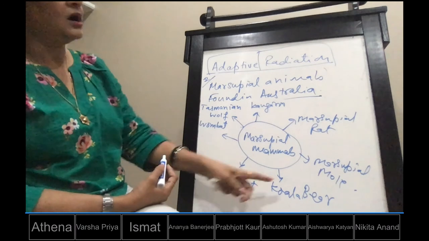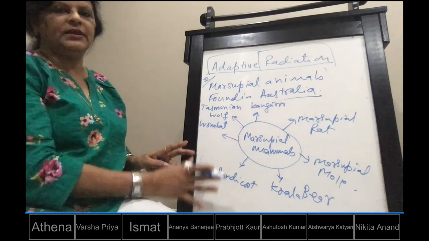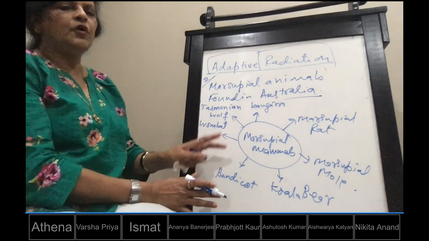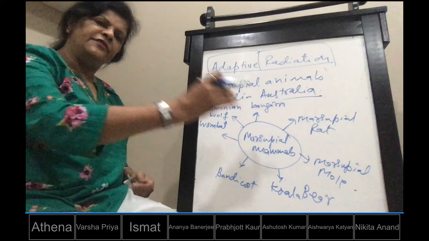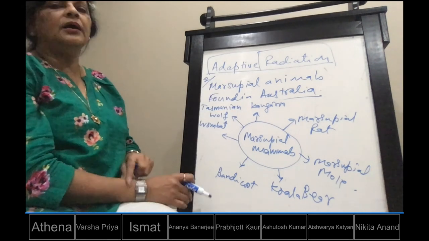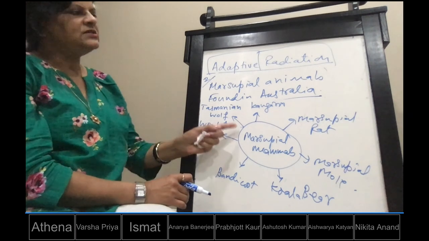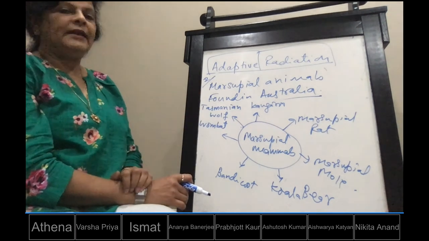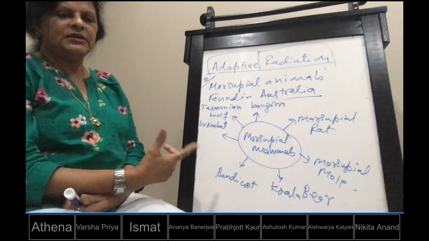So many marsupial mammals evolved in Australia, and they evolved in different geographical areas. They were obviously slightly different from each other, depending upon the environment. They adapted to the environment. So, this is also an example of adaptive radiation. So, two examples of adaptive radiation, one is the Darwin finches.